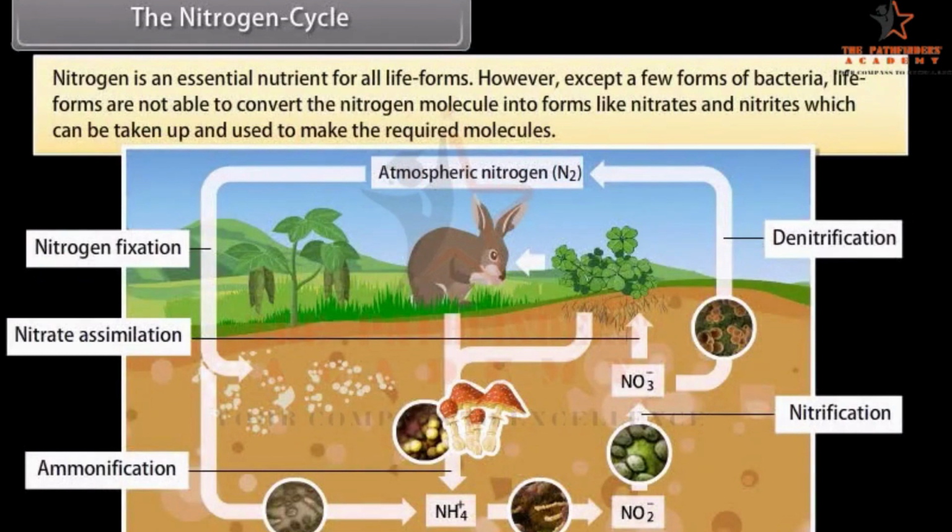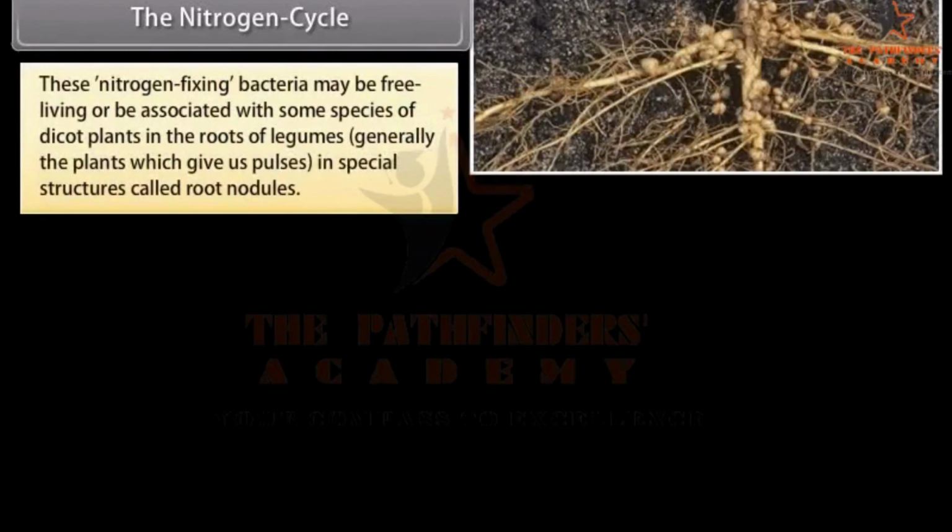However, except a few forms of bacteria, life forms are not able to convert the nitrogen molecule into forms like nitrates and nitrites, which can be taken up and used to make the required molecules. These nitrogen-fixing bacteria may be free-living or be associated with some species of dicot plants, generally the plants which give us pulses, in special structures called root nodules in the roots of legumes.